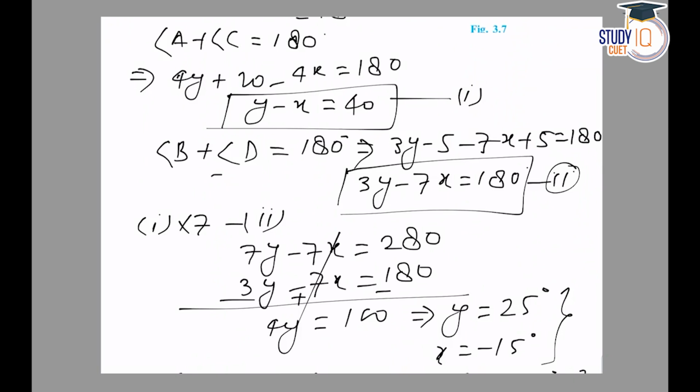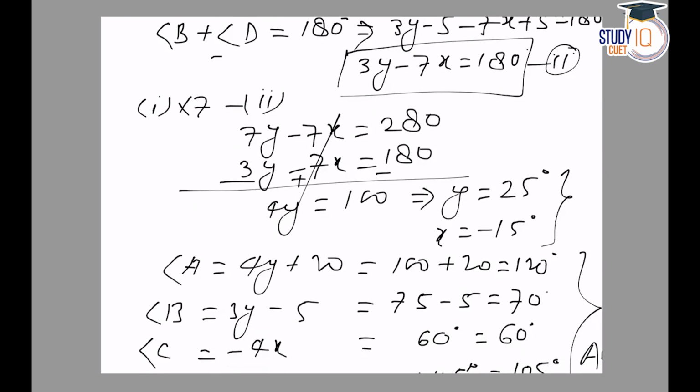So multiply equation 1 by 7 and subtract equation 2. So x will be cancelled out. So we get 7y minus 3y, that is 4y equals 100. So y equals 25 degrees. Now put the value of y in any one equation. So we get x equals minus 15 degrees.